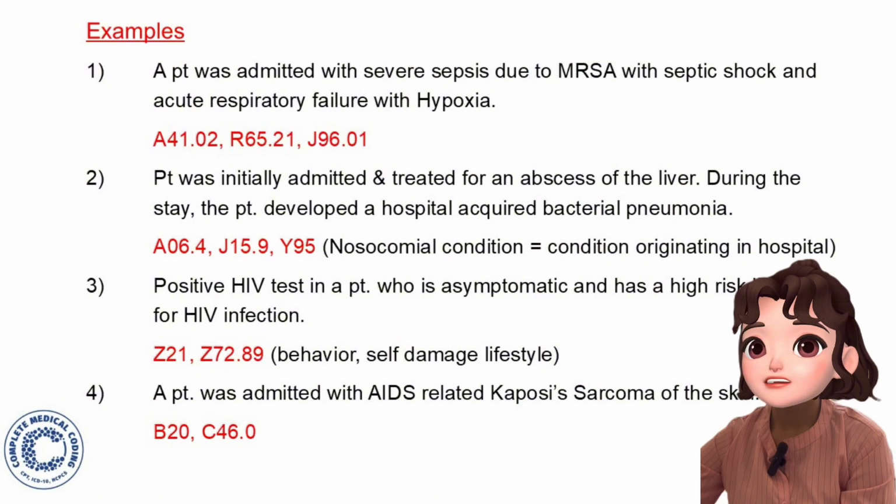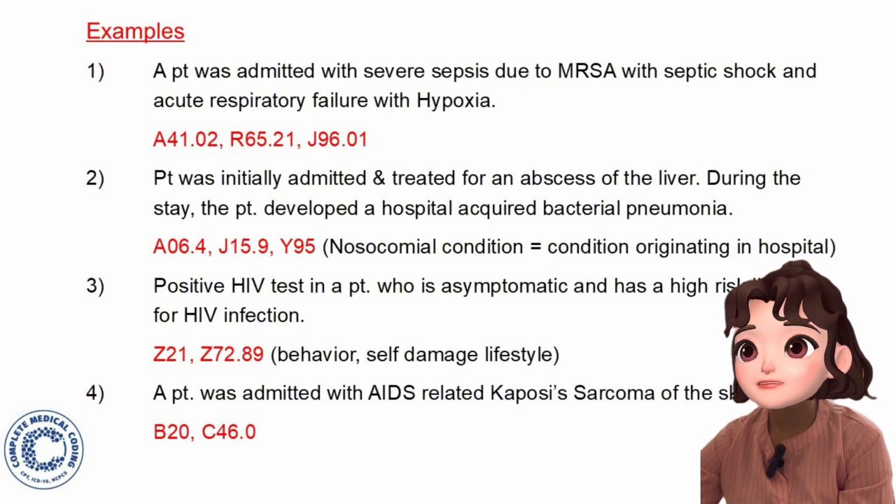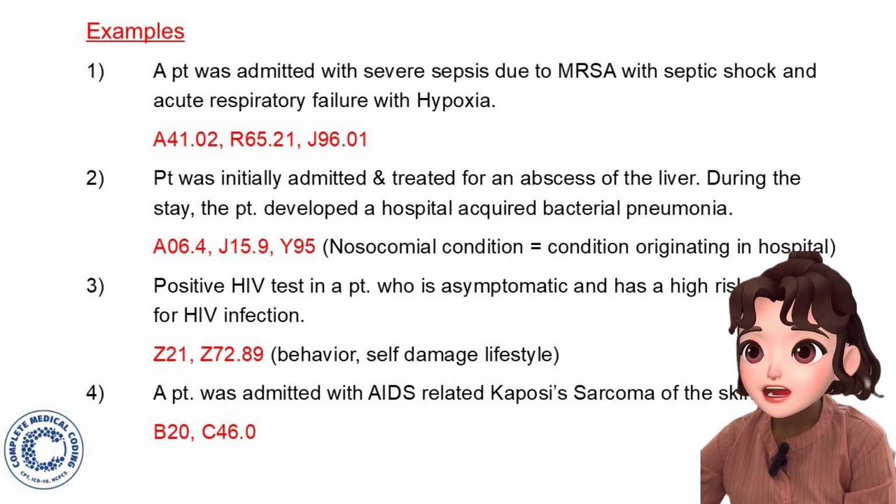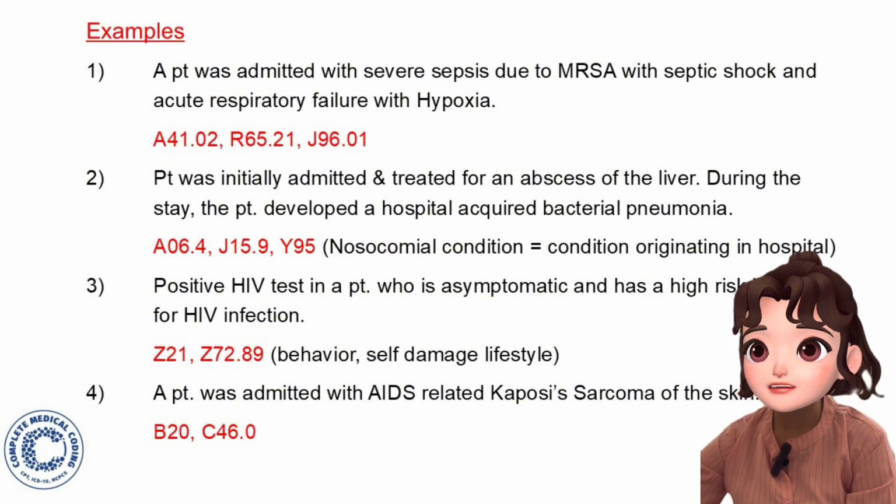So here a patient is admitted with severe sepsis due to MRSA. So initially the code should be A41.02. Okay, what is A41.02?